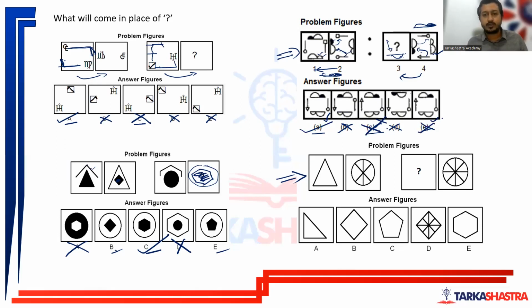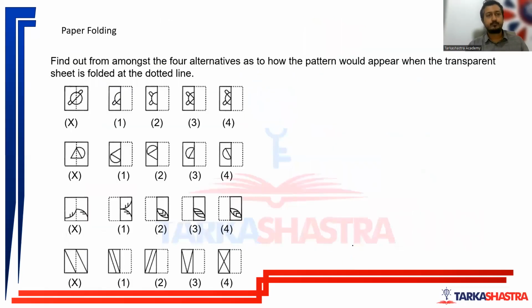These are analogy based questions. Here again, find out the analogy from this figure to this figure. So in a circle, there are three lines and those three lines made a triangle. Now here in a circle, you have four lines. These four lines will make a quadrilateral. So option B is going to be your answer. Very easy. Okay. Moving forward to paper folding.